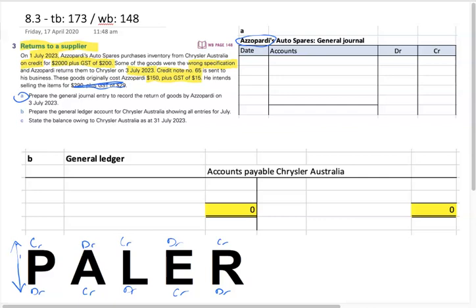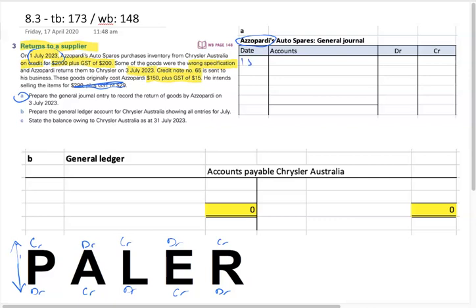But that is not the first general journal transaction here. Because on the 1st of July, we actually purchased some inventory on credit. And this would be recorded in our general journal as well. So let's think this through. What happened on the 1st of July? We received inventory from Chrysler Australia. Our inventory has hence increased. Inventory increasing is an asset. So an asset increasing is a debit. So we would do this as a debit.